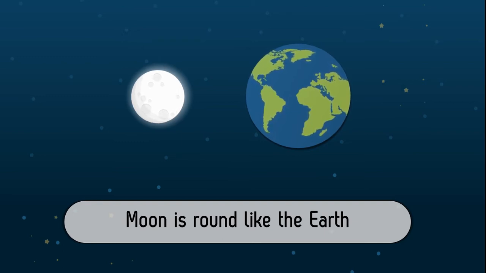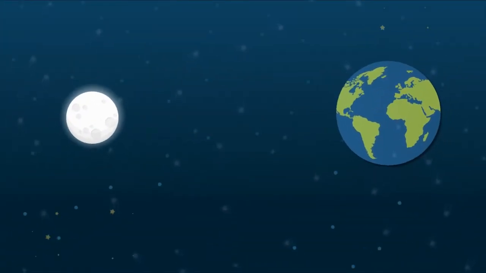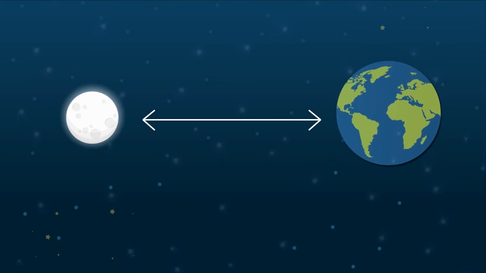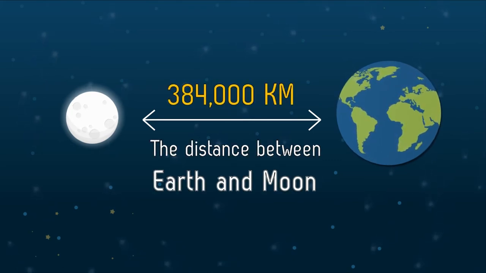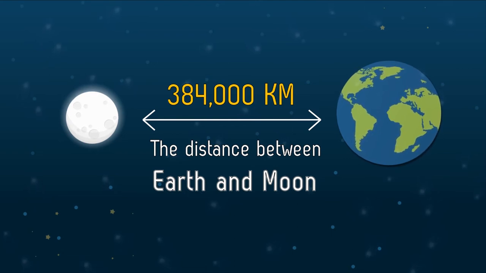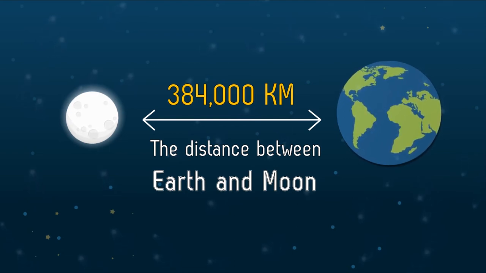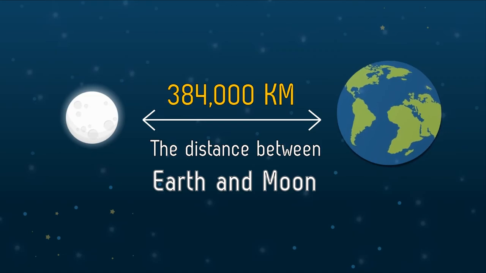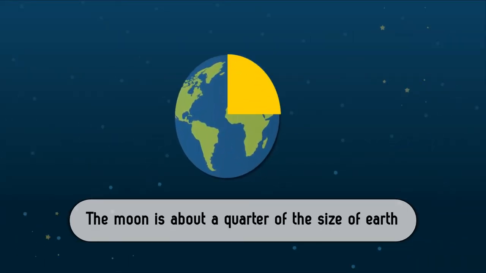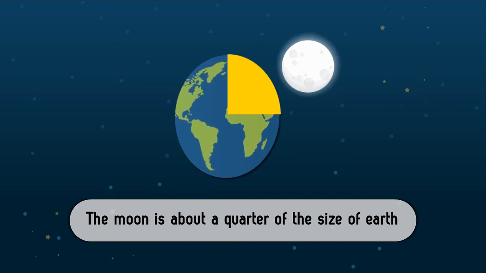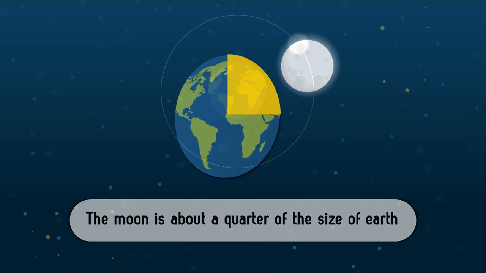The moon is round like the Earth. The moon is 384,000 kilometers away from us. The moon is about a quarter of the size of Earth.